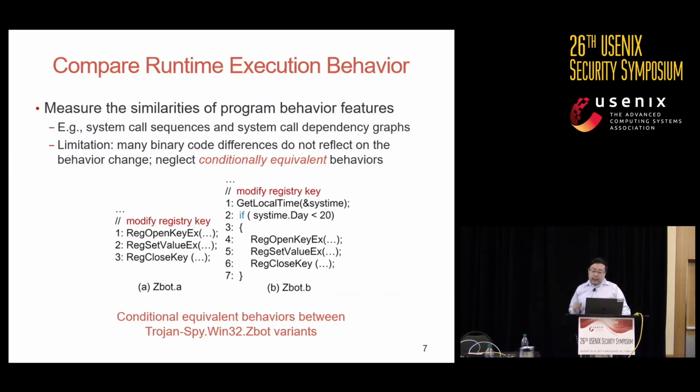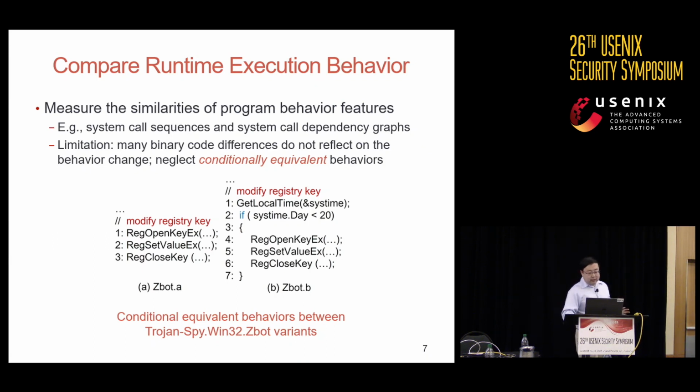Okay. The current semantic-based binary diffing can be classified into two categories. The first one is to compare runtime execution behaviors rather than the instruction bytes. Because dynamic analysis has good resilience against code obfuscation, there has been a lot of work to measure the similarities of program behavior features. For example, they try to measure similarities between system call sequences or system call dependency graphs.